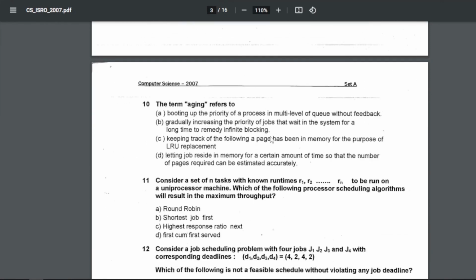So next question we have is, the term aging refers to what? This is a very common term. Basically, the term aging refers to gradually increasing the priority of jobs that wait in the system for a long time to remedy infinite blocking, right? So the term aging refers to gradually increasing the priority of jobs that wait in the system for a long time to remedy infinite blocking.